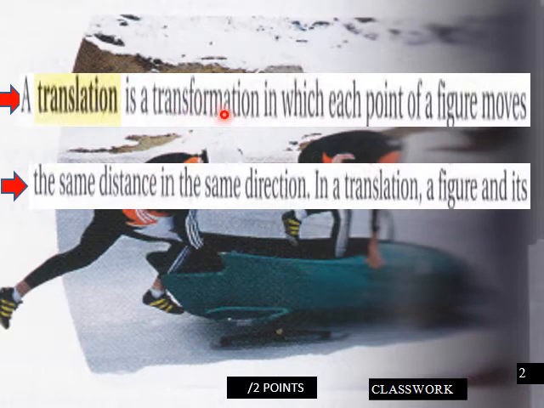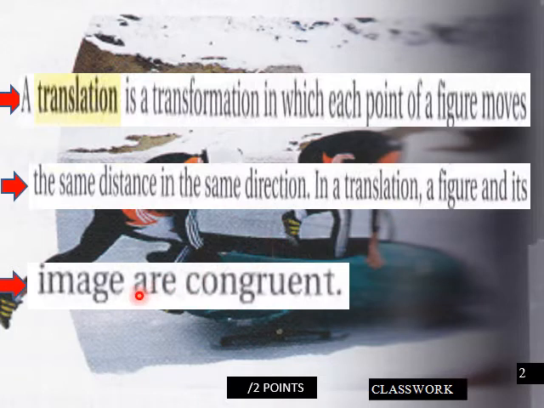So a translation is a transformation in which each point of a figure moves the same distance in the same direction. In a translation, a figure and its image are congruent. So it's a congruent figure that just moves.